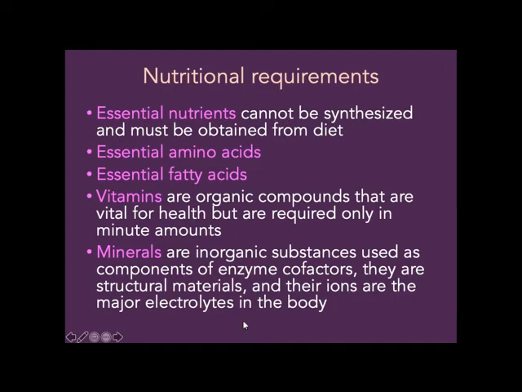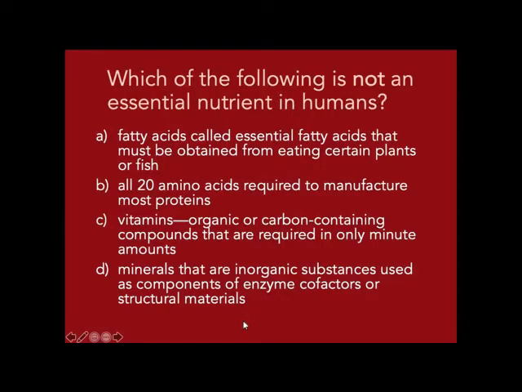Some of them are enzyme cofactors. Does anyone remember what that is? Yeah, a cofactor is like a mineral that gets in there in the enzyme in the active site and makes it fit the substrate. Yep, that's a cofactor. They can be part of our structural materials, and also the ions from minerals are the major electrolytes in the body.